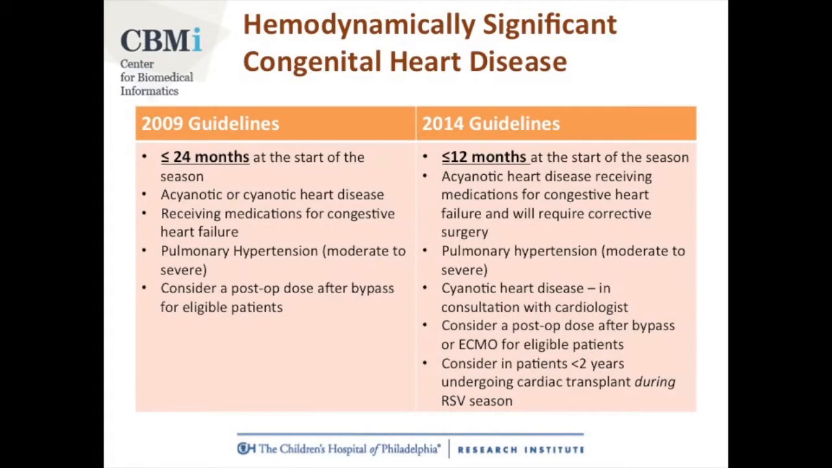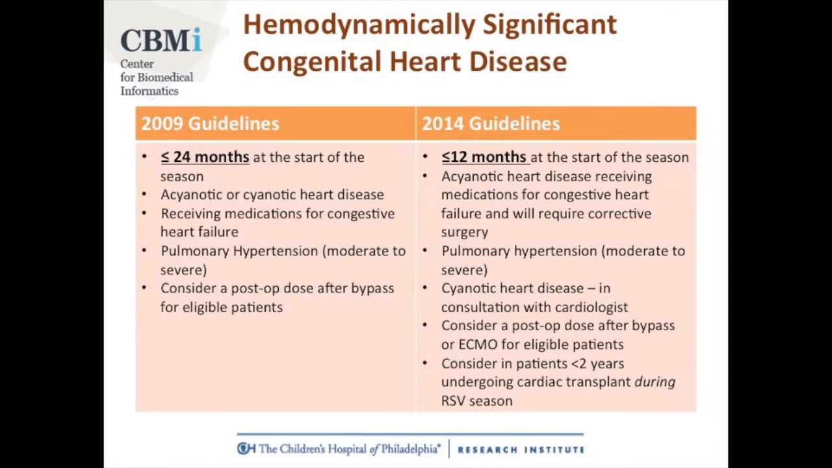The next population is the hemodynamically significant congenital heart disease, and that significance is really an important feature of this recommendation. So in the 2009 guidelines, the definitions around being hemodynamically significant really didn't change. What's really different is the age cutoff. So in the 2009 guidelines, children were eligible up through 24 months of age. So as long as they were less than or equal to 2 years at the start of the season, they were eligible for a full 5 doses for the season, so long as they fit those eligibility criteria. In the 2014 guidelines, they have to be less than or equal to 12 months at the start of the season.